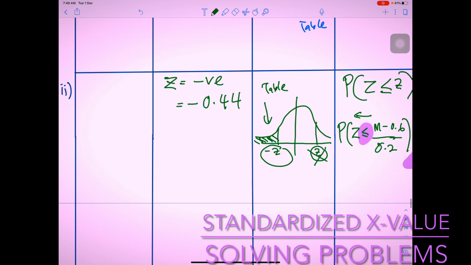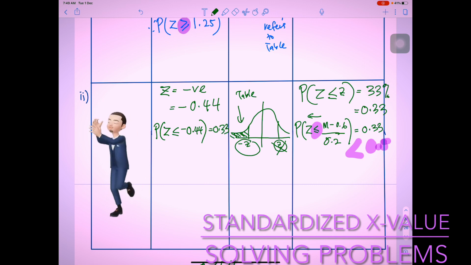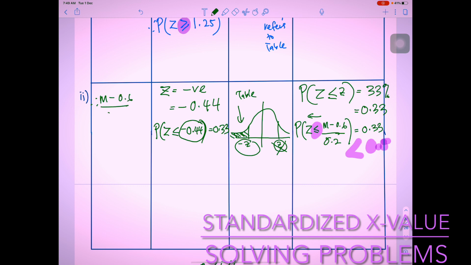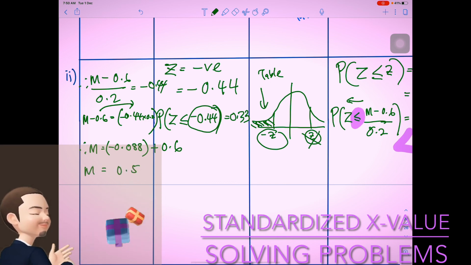For the X step, we want to find M. So P(Z less than or equal to negative 0.44) equals 0.33, so this is Z negative. Therefore, M minus 0.6 over 0.2 equals negative 0.44. So M minus 0.6 equals negative 0.44 times 0.2, which equals negative 0.088. Moving 0.6 to the right, M equals 0.5112.